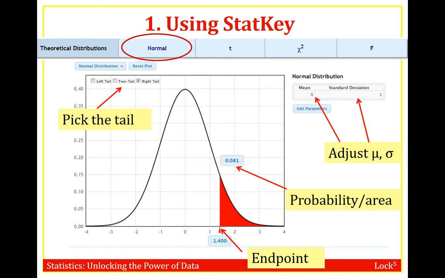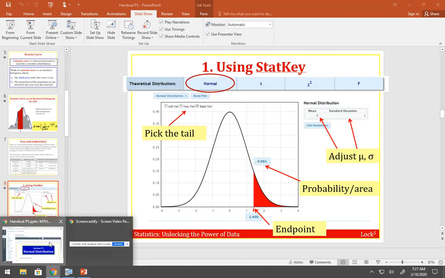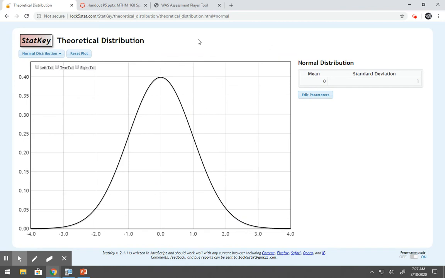So for instance, I want to jump to StatKey for you. Sorry, I had to think what I was doing there for a second. So I'm going to jump onto StatKey. And here we go. So I'm going to go down here to theoretical distributions. Right now, you want to be in normal. Same screen comes up that was just a second ago. Now, there's not going to be data to pick over here like there has been before, but there's going to be a mu and a standard deviation.